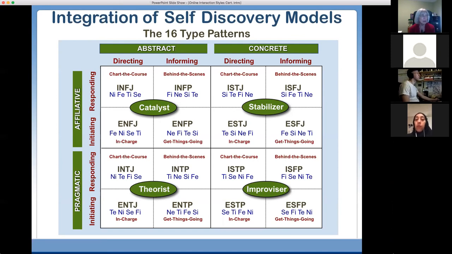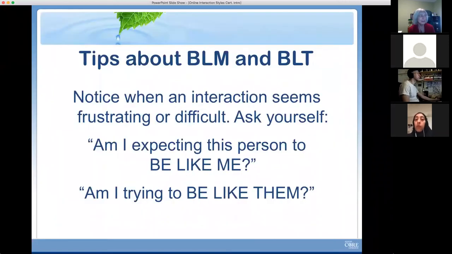So these patterns and cognitive dynamics are a very rich aspect that can really help you as a practitioner if you know all of that, but we're not going to go there today. And so this was just to always ask yourself, am I expecting this person to be like me, or am I trying to be like them?